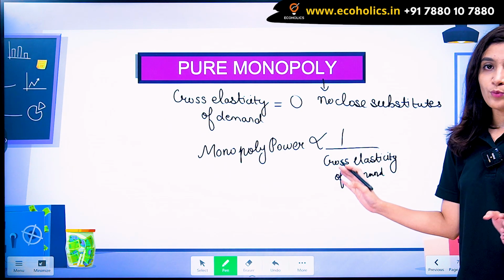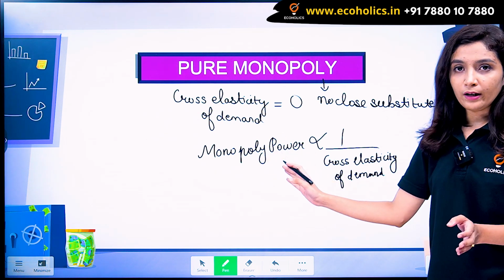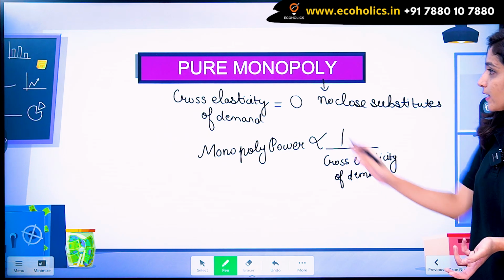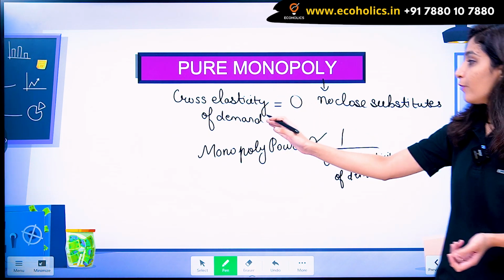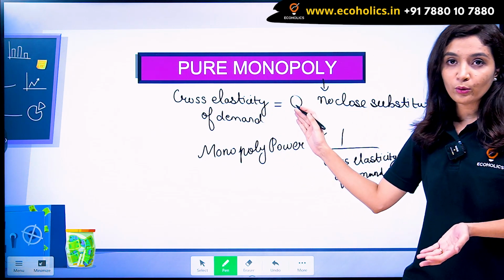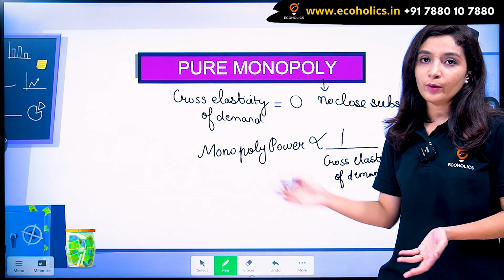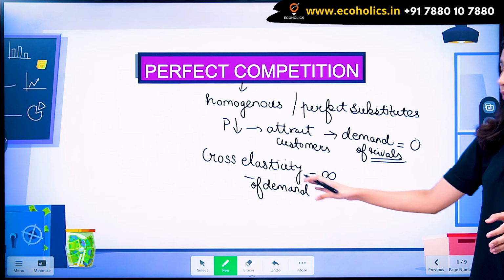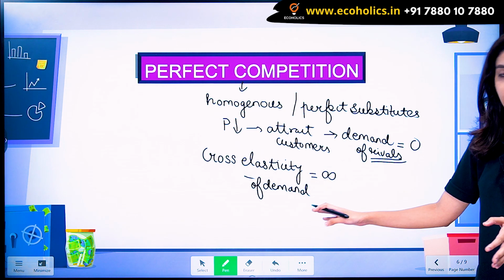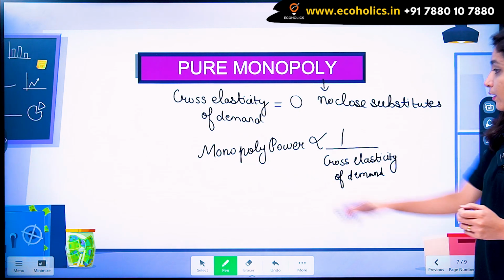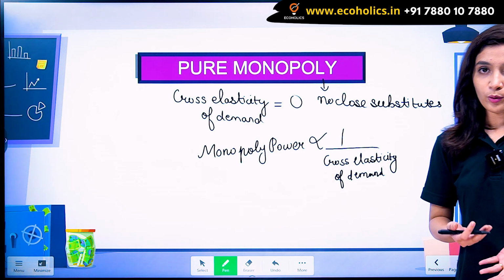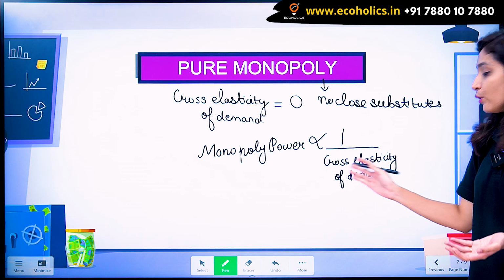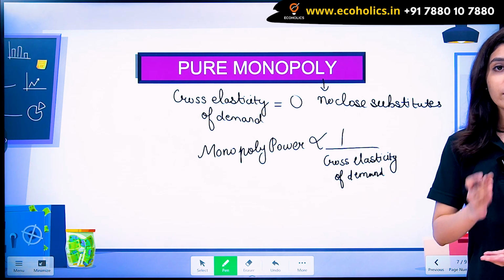So from these two cases, what we can say is the monopoly power is inversely related to cross elasticity of demand. In case of pure monopoly, we have cross elasticity of demand as 0, and therefore the monopoly power will be infinity. Also, in case of perfect competition, the cross elasticity of demand is infinity, and therefore the monopoly power will be 0.